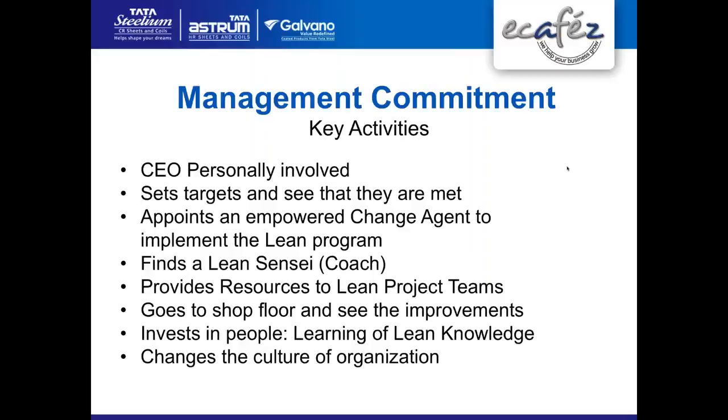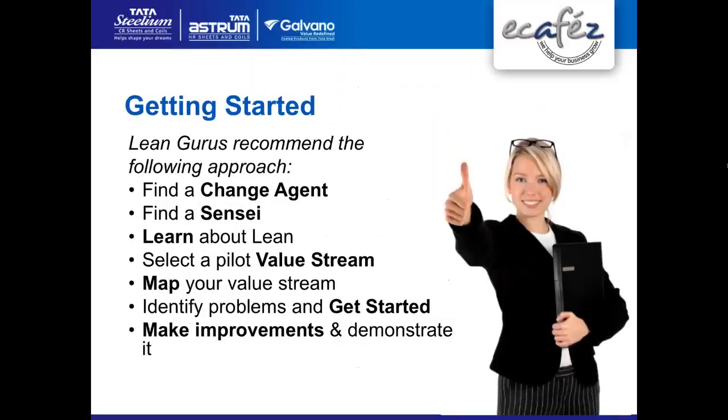Commitment means the CEO has to be personally involved. Commitment cannot be delegated. He has to set the targets and see that they are met. He appoints and imports a change agent to implement the lean program, finds a lean sensei, a coach, provides resources to lean project teams, goes to the shop floor and sees the improvements, invests in the people, in the learning of lean knowledge, and changes the culture of the organization. So these are some critical tasks, which are the essential part of commitment, that must be exhibited by the CEO of the company.